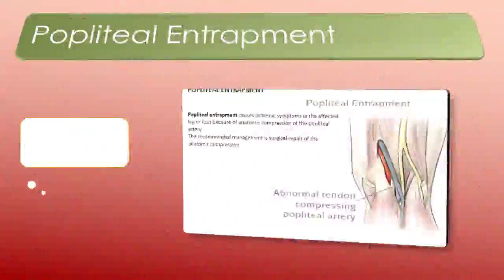Popliteal entrapment causes ischemic symptoms in the affected leg or foot because of anatomical compression of the popliteal artery back here in the back of the leg. The recommended management is surgical repair of the anatomic compression.